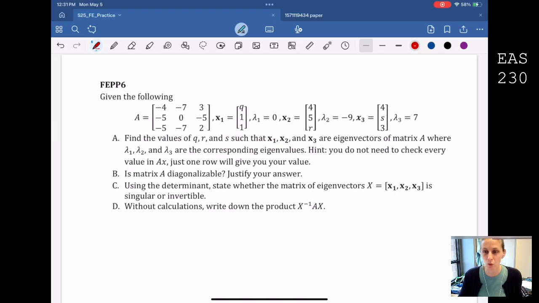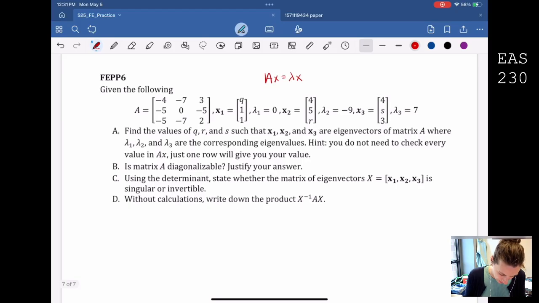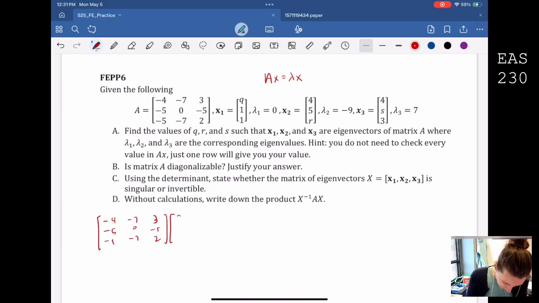So find the values of Q, R, and S such that x1, x2, x3 are eigenvectors of the matrix with the corresponding eigenvalues. So note the eigenvector problem is this: A times x1 should be the same as saying 0 times x1. That's a Q, not a 9.